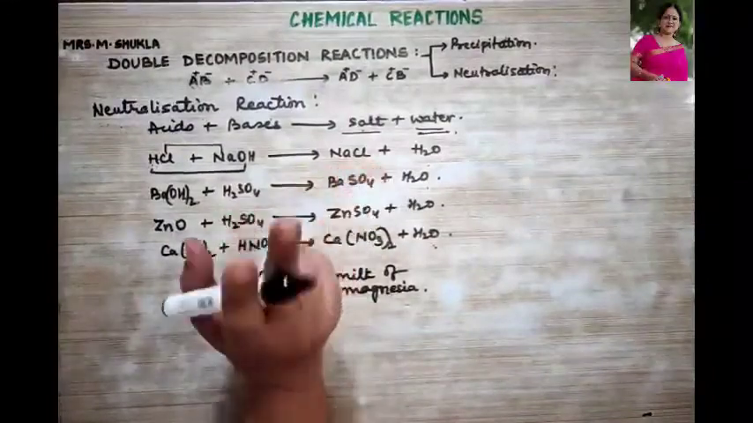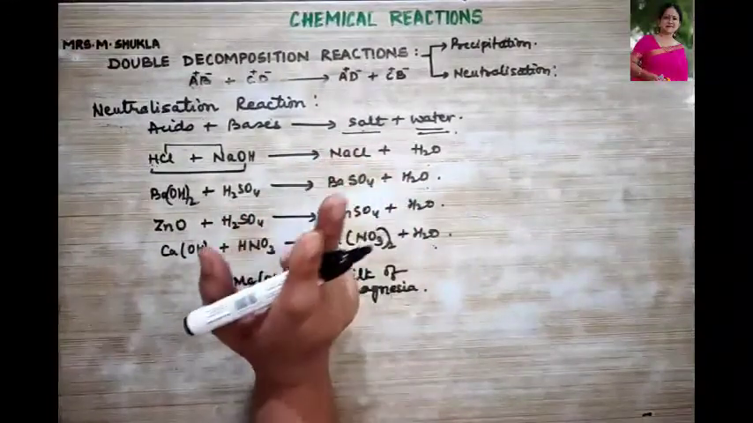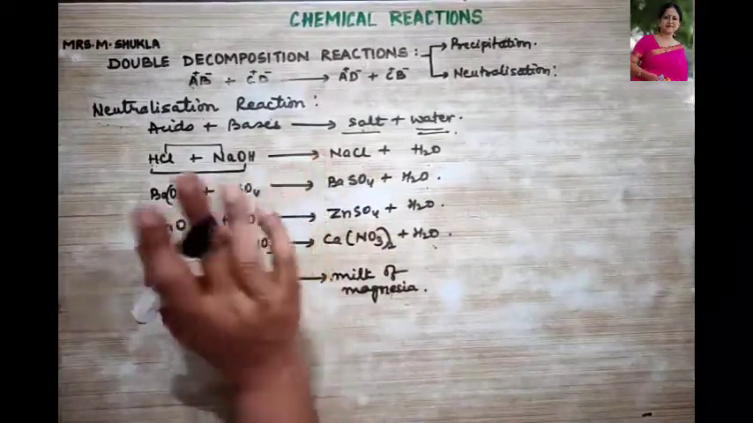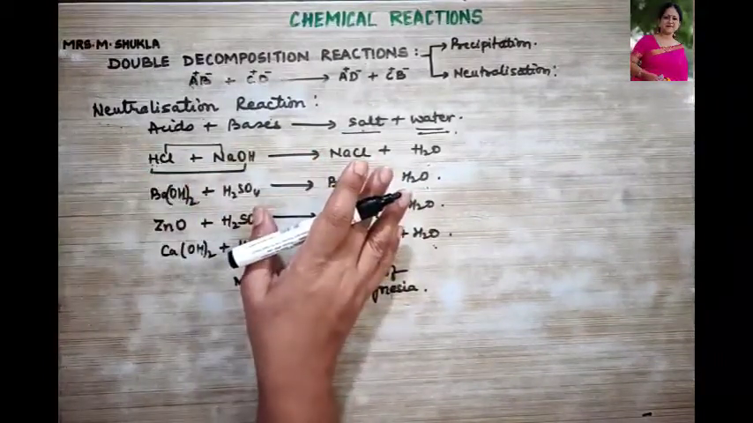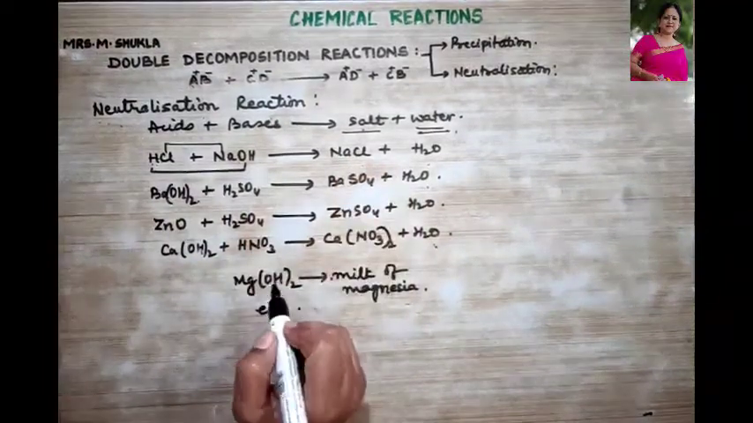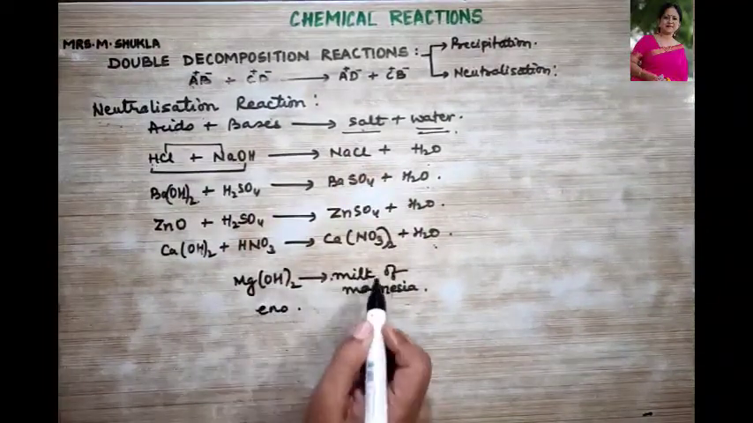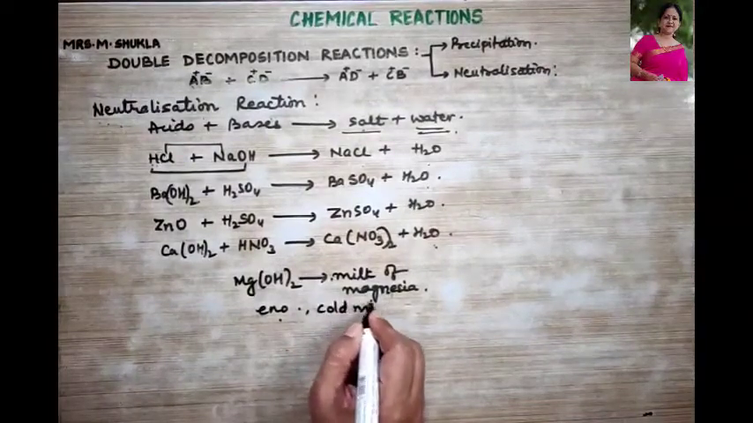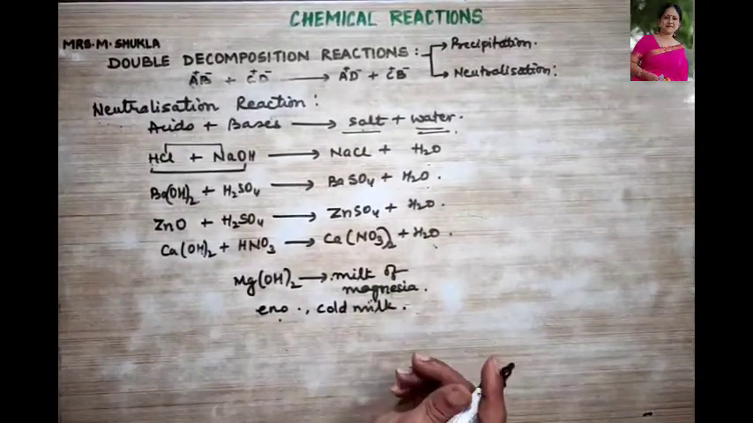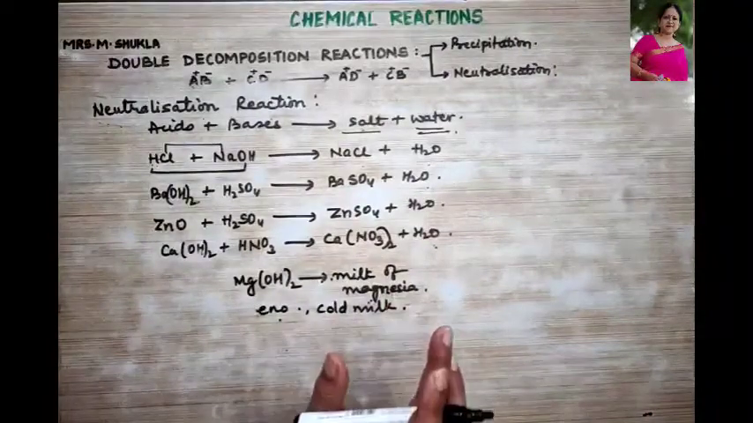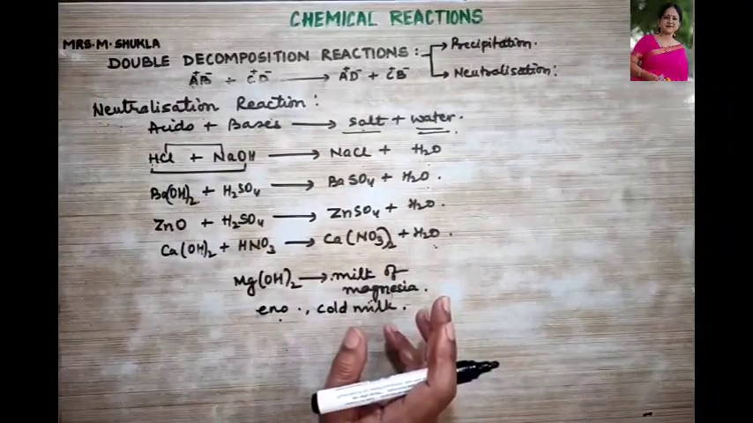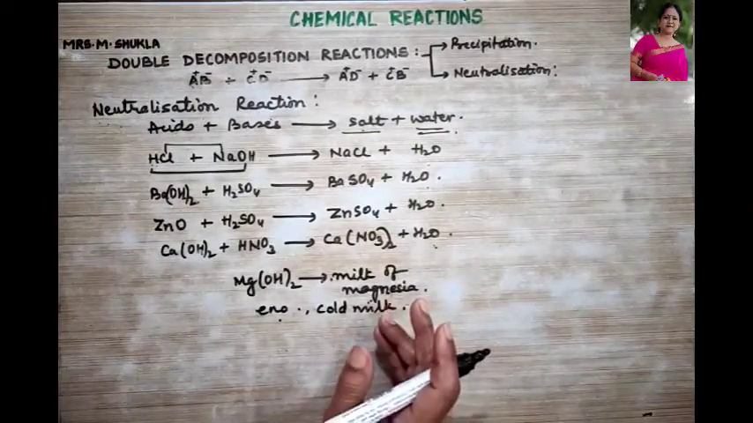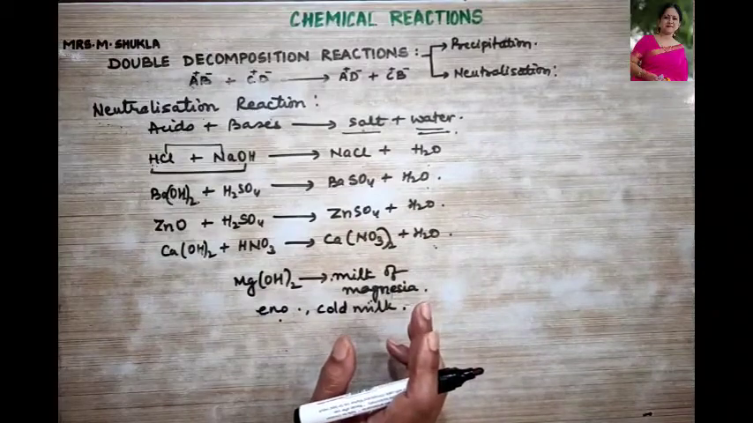But yes, cold drinks are not helpful. Do remember, because cold drinks contain acidic gas. What is that acidic gas? Carbon dioxide. So that does not give relief to your acidity. But these kinds of substances like your milk of magnesia, Eno, or even cold milk are helpful in curbing down the acidity in your stomach. So these were some of the examples of neutralization reactions that happen in day-to-day life.